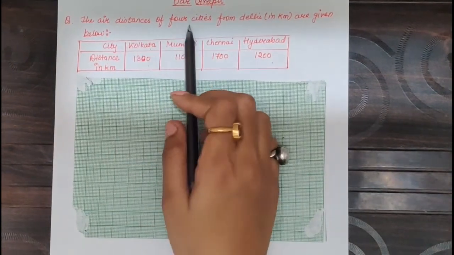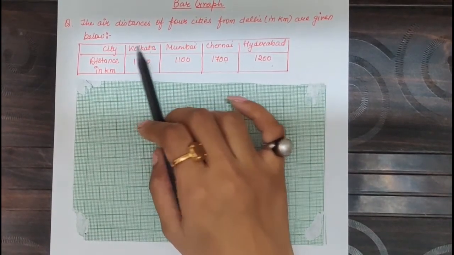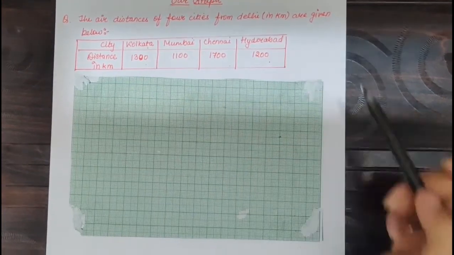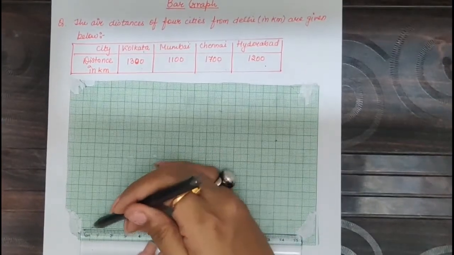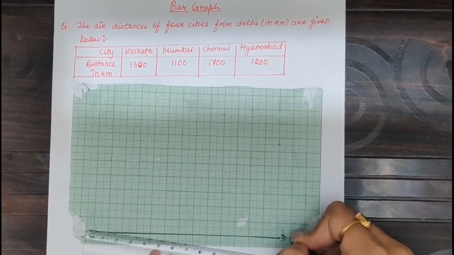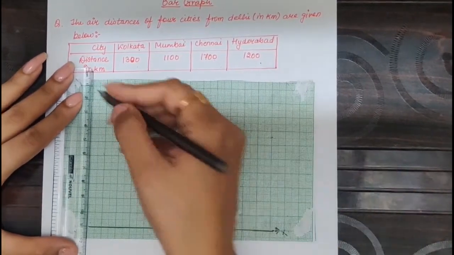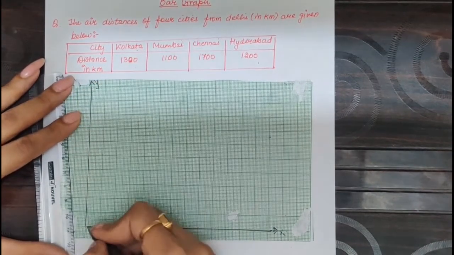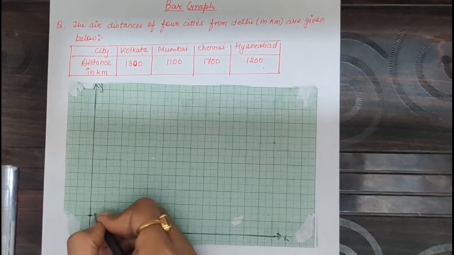The air distance of four cities from Delhi in kilometers is given below. City: Kolkata, Mumbai, Chennai, Hyderabad, and their distances are given. Draw a bar graph to represent the above data. Draw the x-axis and a vertical line as the y-axis. Mark the intersection of the x-axis and y-axis as the origin, 0.